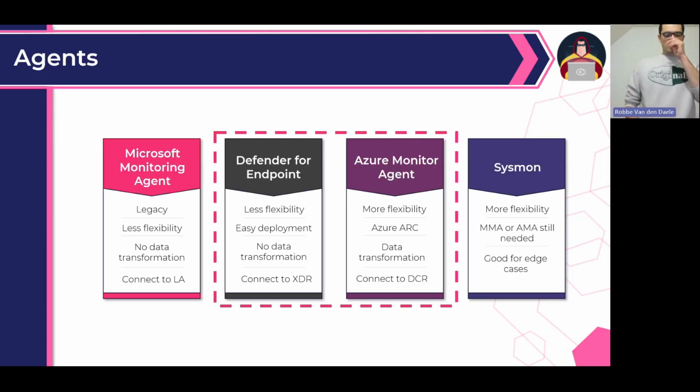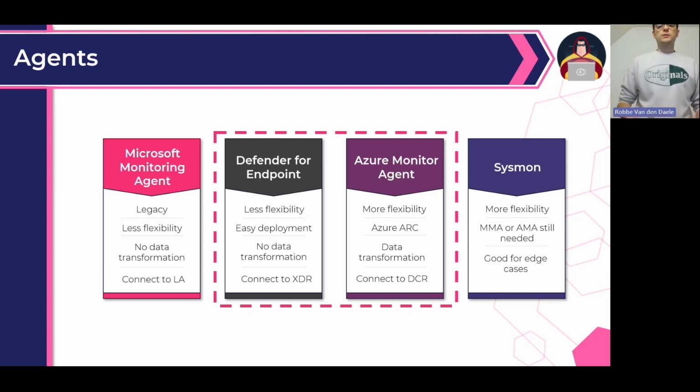So first of all, the agents. There are 4 main agents you can use: the Microsoft Monitoring Agent, Defender for Endpoint, the Azure Monitor Agent, and Sysmon. The Microsoft Monitoring Agent is legacy. It was deprecated in August 2024 already. It had less flexibility, no data transformations, and connects directly to a Log Analytics workspace. It's legacy, so I won't recommend using it anymore.